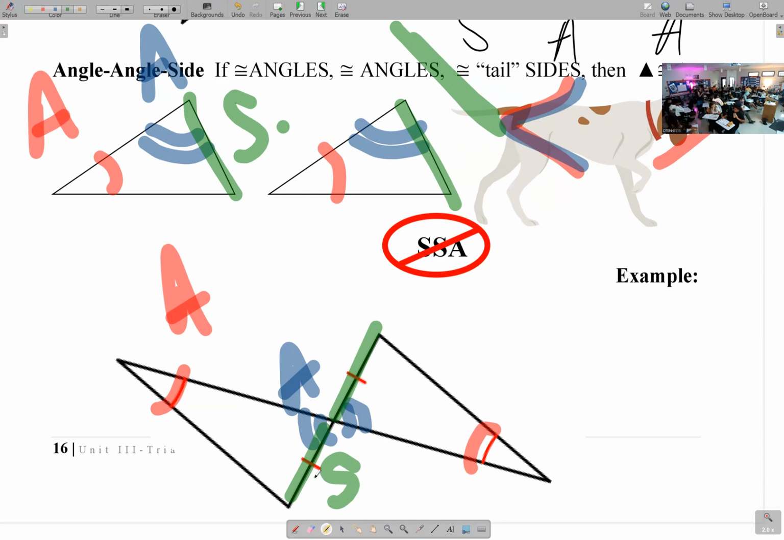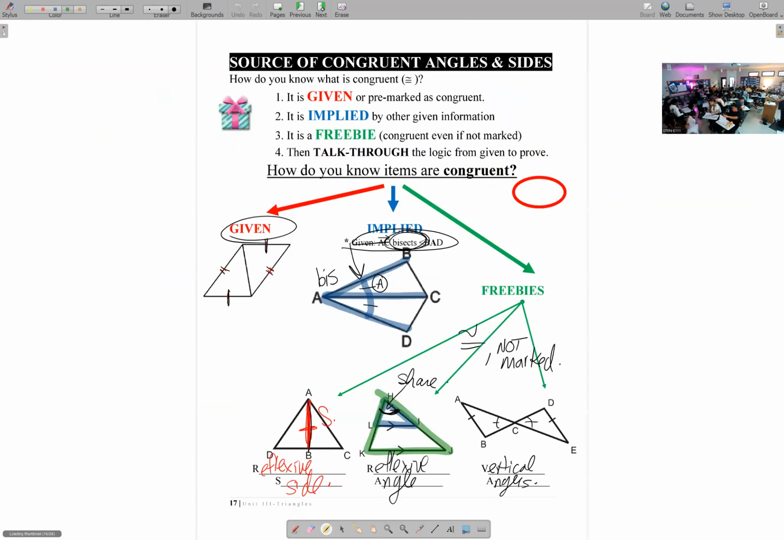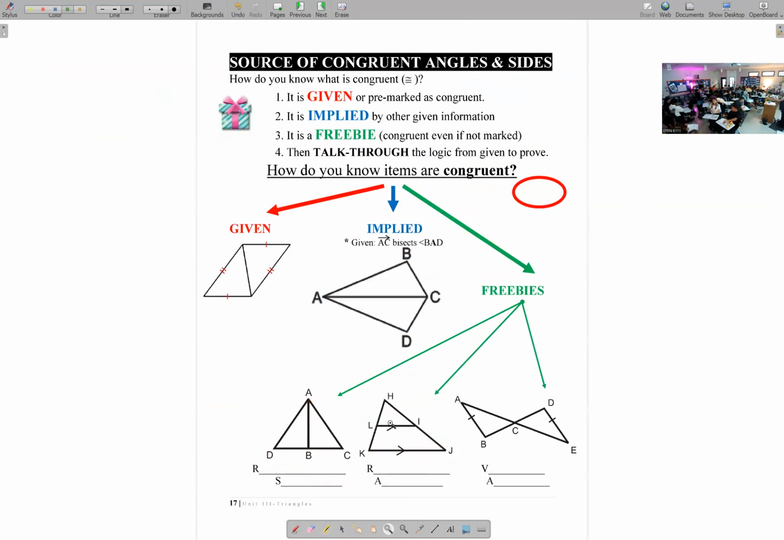So you can see determining what's congruent is going to be freakishly important. Turn the page. There are three sources of congruency.